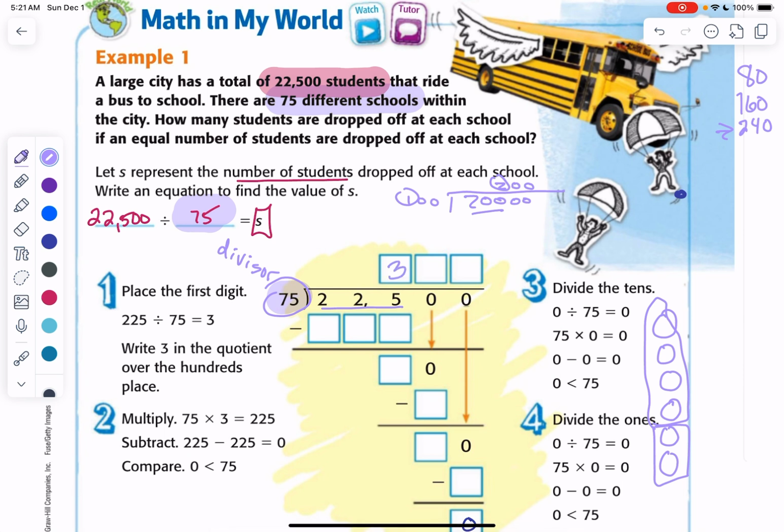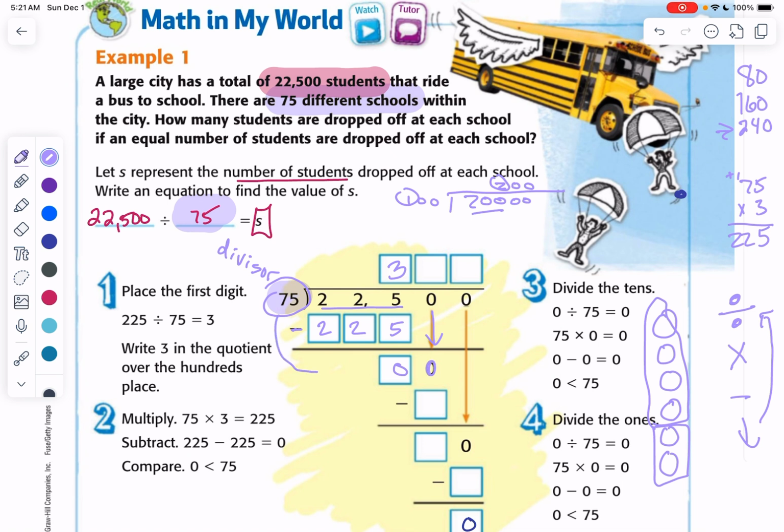Okay, so 75 times 3. 3 times 5 is 15. 3 times 7 is 21 plus the 1 from the 15, that's 22. Oh, would you look at that? It's going to go in exactly evenly. 3 times 75 is 225. Then we subtract. Remember, it's divide, multiply, subtract, bring down, repeat. Okay? So we subtract and it's 0. Then they brought down a 0 for us.